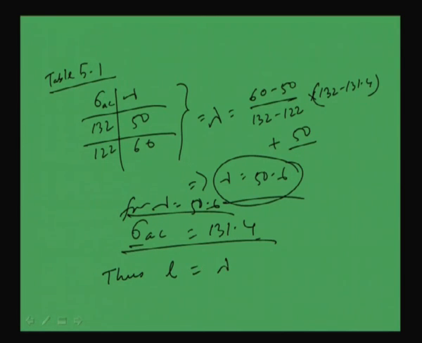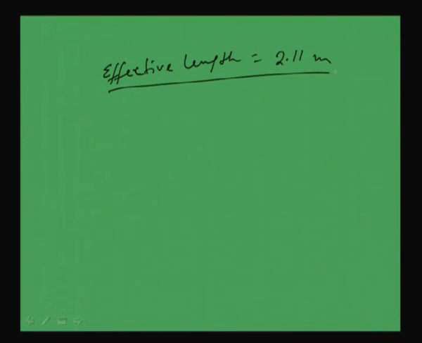Thus, we can find out the length: length will become lambda into r. So lambda is 50.6 into r, we have already 41.67. So this is becoming 2109 millimeter, that means 2.11 meter. So we can say that the effective length will become 2.11 meter to carry 1000 kilonewton load.